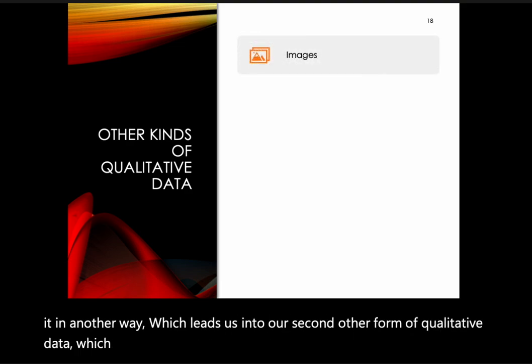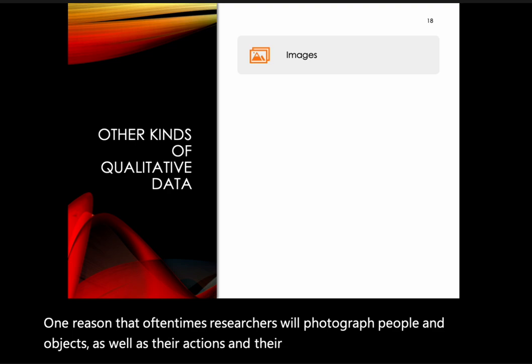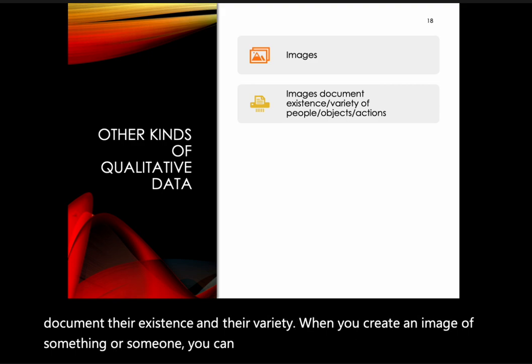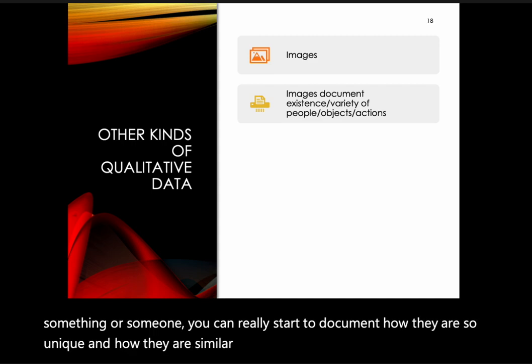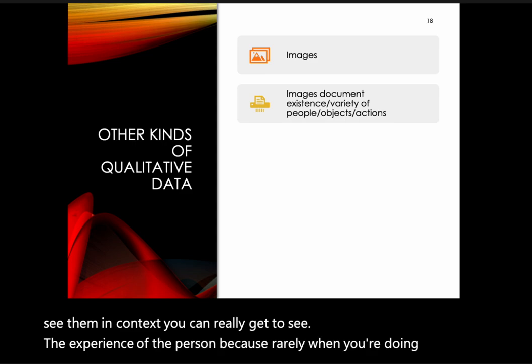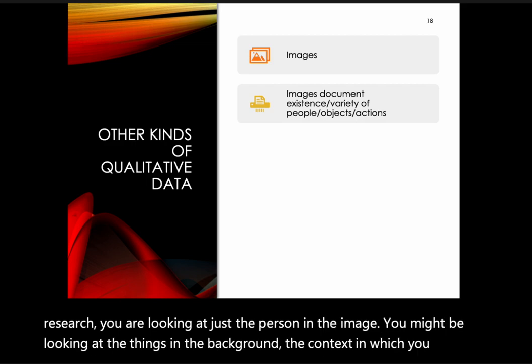which is images. One reason that oftentimes researchers will photograph people and objects, as well as their actions and their interactions, is so that you can document their existence and their variety. When you create an image of something or someone, you can really start to document how they are so unique and how they are similar to and different from others, and you can see them in context. You can really get to see the experience of the person, because rarely when you're doing this research you are looking at just the person in the image. You might be looking at the things in the background, the context in which you took the picture.